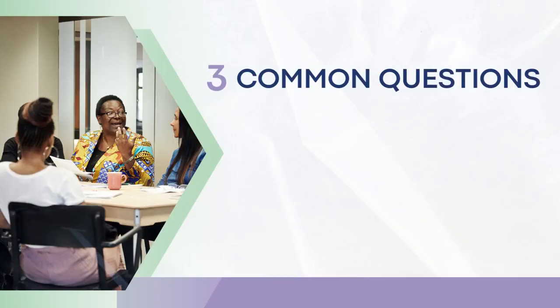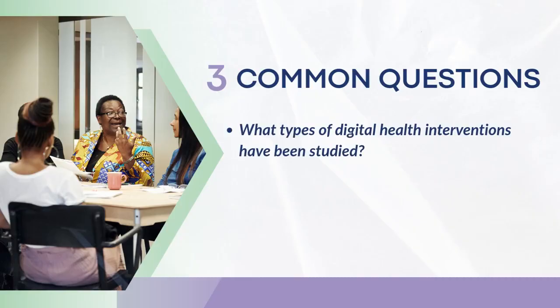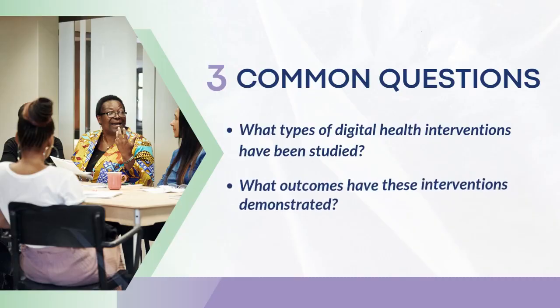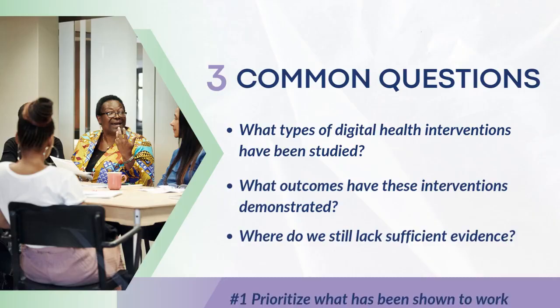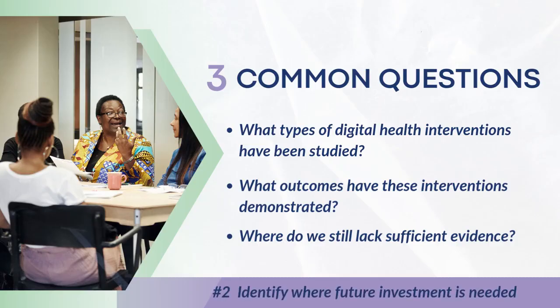This tool enables health researchers, policymakers, and innovators to quickly explore three common questions these stakeholders use in their work. What types of digital health interventions have been studied? What outcomes have these interventions demonstrated? Where do we still lack sufficient evidence? Understanding the scientific evidence empowers researchers and policymakers to prioritize what has been shown to work for implementation, as well as identify where future investment in research is needed.